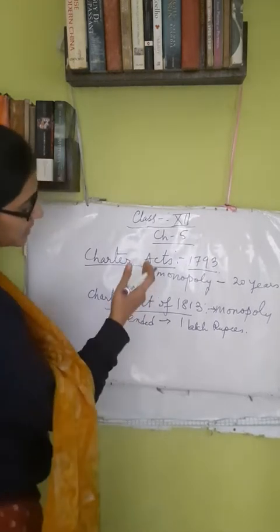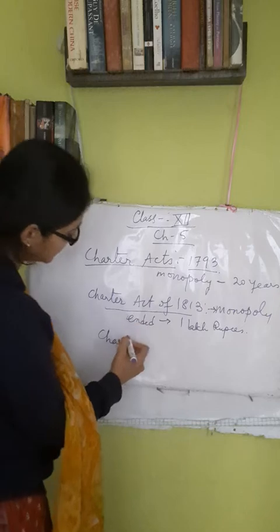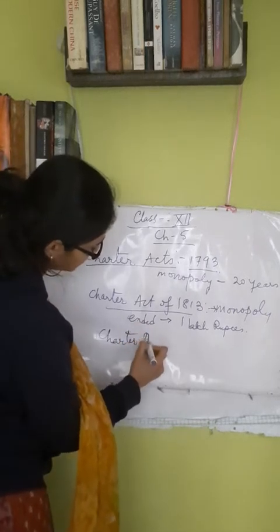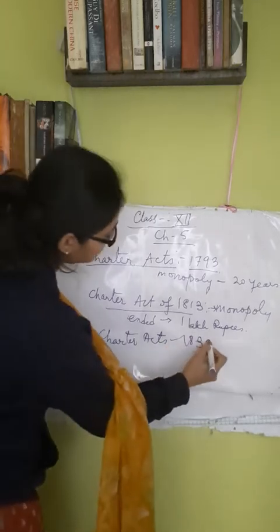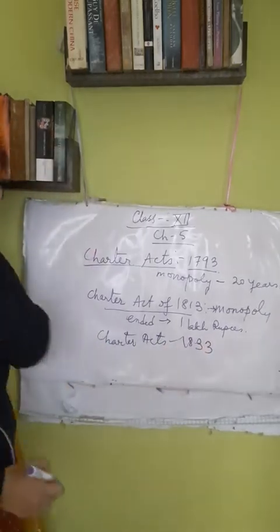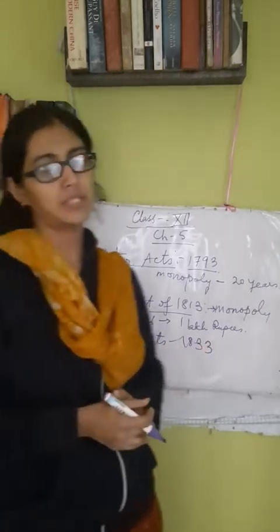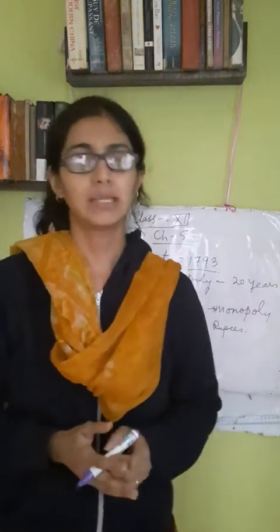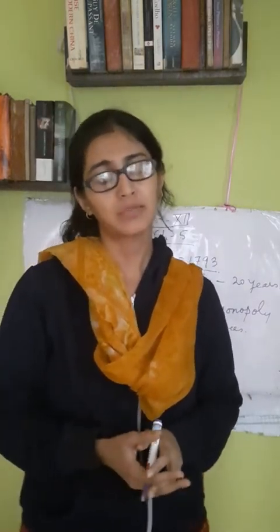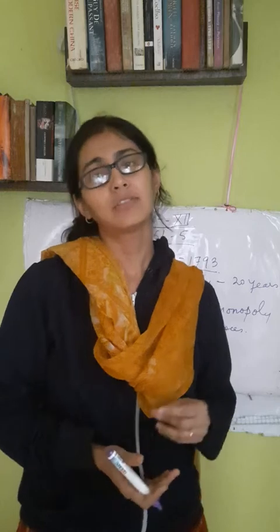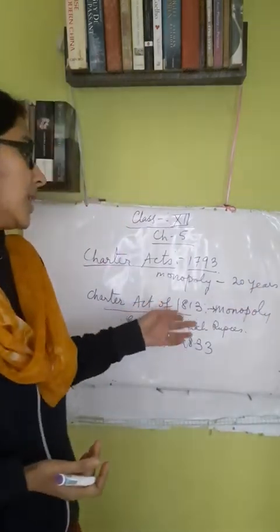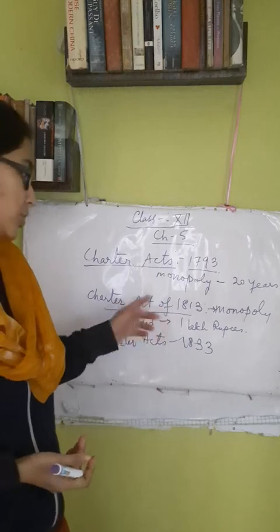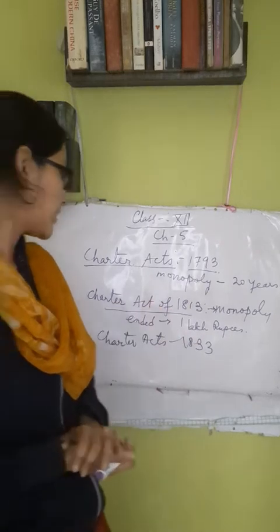After 20 years, we have to remember that after every 20 years the Charter Acts were passed. In 1833, the next Charter Act was passed. By this Charter Act we see that Indian territories completely came under the control of the British, because it was said that the territories which are under the control of the English East India Company will be under the control of the British government. Already said in 1813. Now what happened?